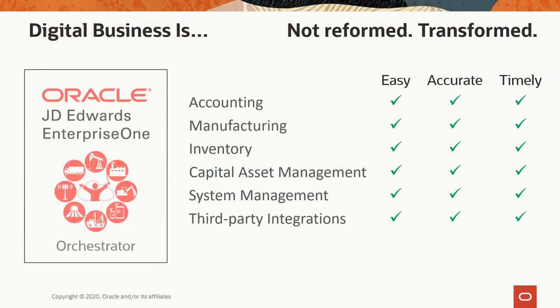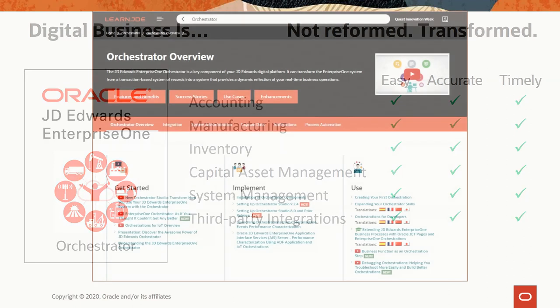But I hope you can imagine how these same principles, these same digital tools powered by Orchestrator, can apply equally to your other critical business processes, however you use JD Edwards to compete and thrive in the digital economy. Easy, accurate, and timely. Digital business with JD Edwards, powered by the Orchestrator.